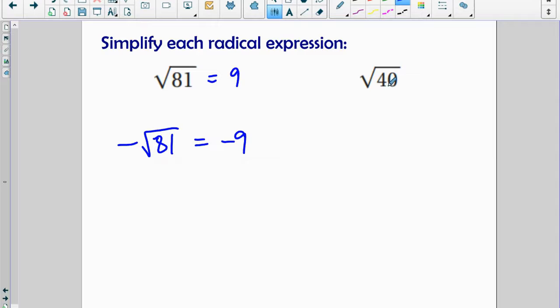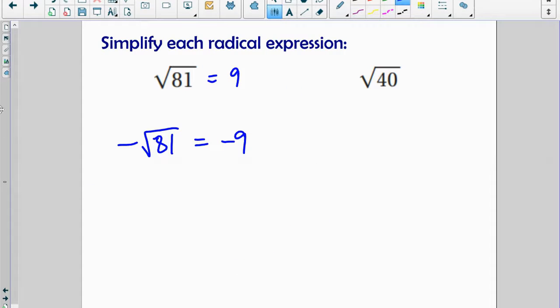For the square root of 40, let's see if it's an easy answer. Can you think of a number times itself that equals 40? It doesn't quite work. We can get close. 6 times 6 is 36, but that's too small. 7 times 7 is 49, but that's too big. So the square root of 40 is actually between 6 and 7. So it'll be 6 point something. Some number that goes on forever and never repeats. It's that irrational number.